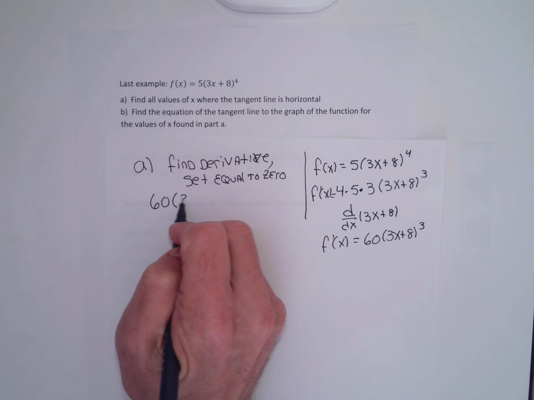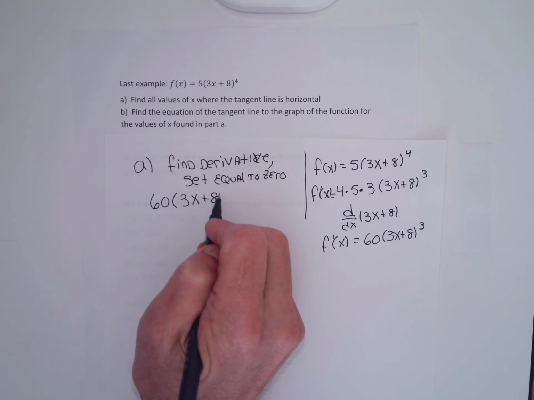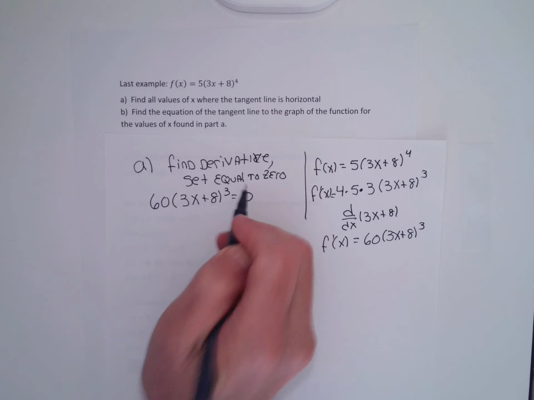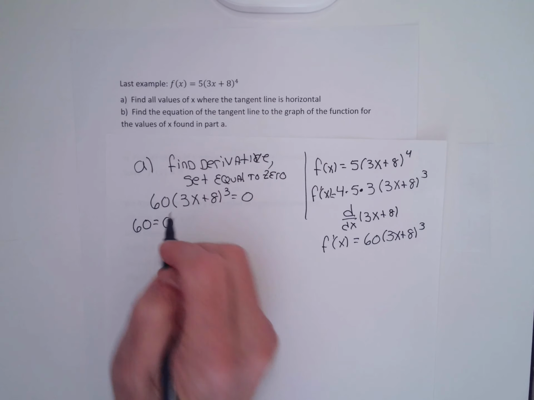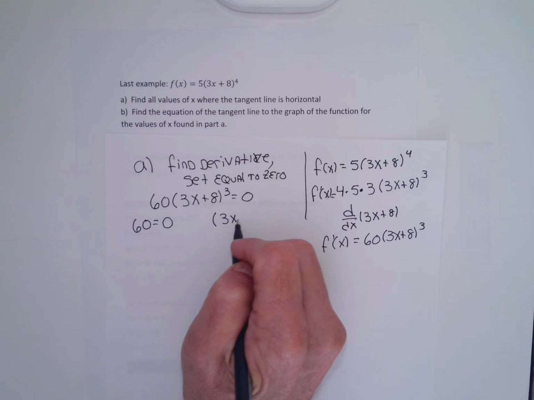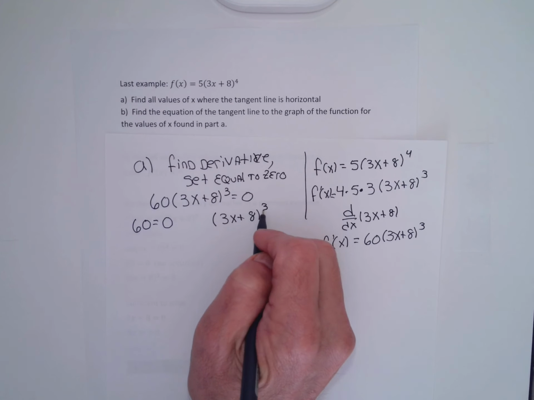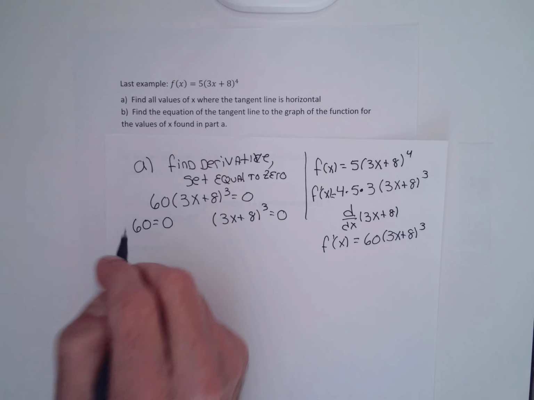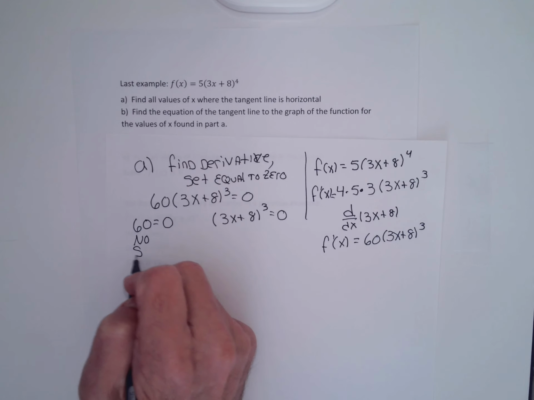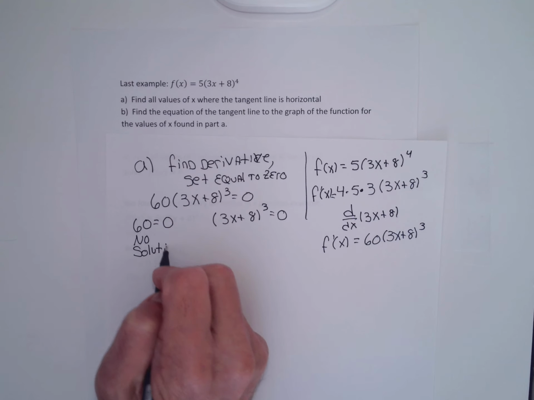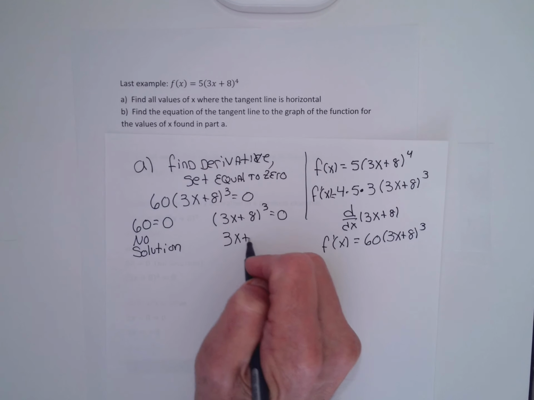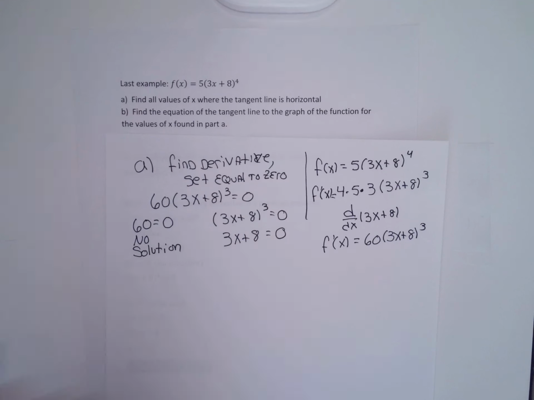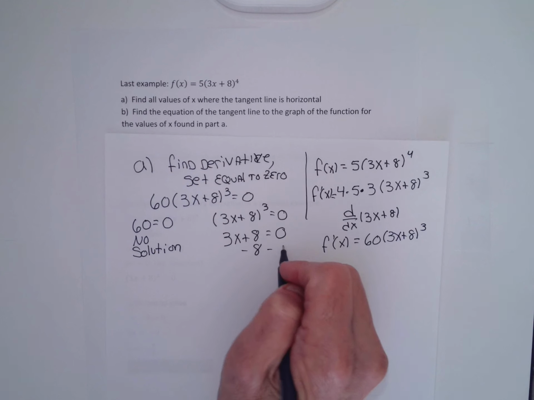So I'm going to go 60 times (3x plus 8) cubed equals 0. Since this is factored, I can just split each factor up, set 60 equal to 0, and set (3x plus 8) cubed equal to 0. The 60 equal to 0 doesn't give a solution because there's no x to balance out. When we have a parentheses with an exponent equal to 0, the most efficient way to get the answer for x is just to set the inside of the parentheses equal to 0. I could cube root both sides, but that's getting to be almost too much work.